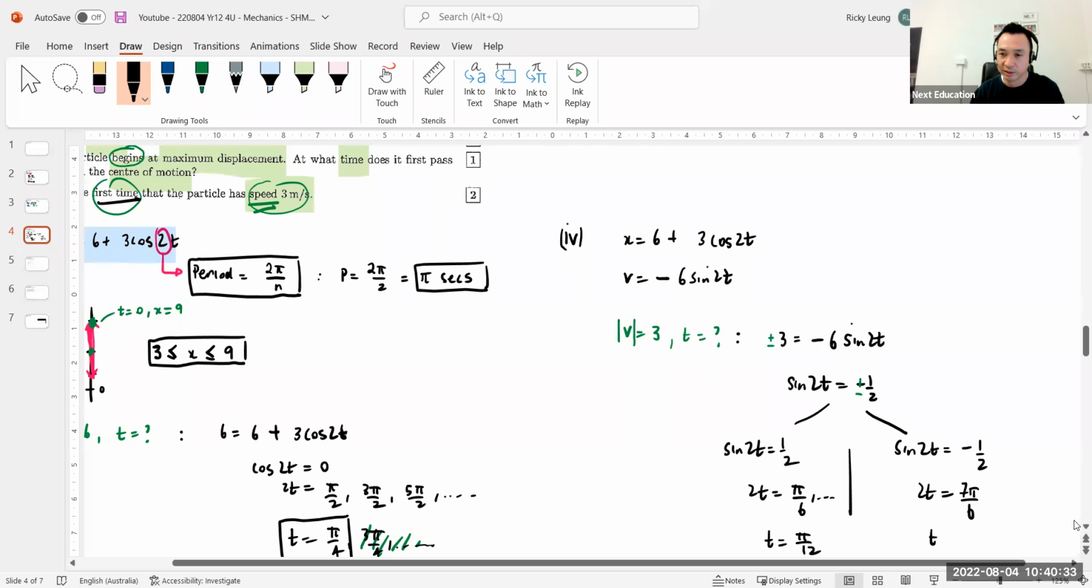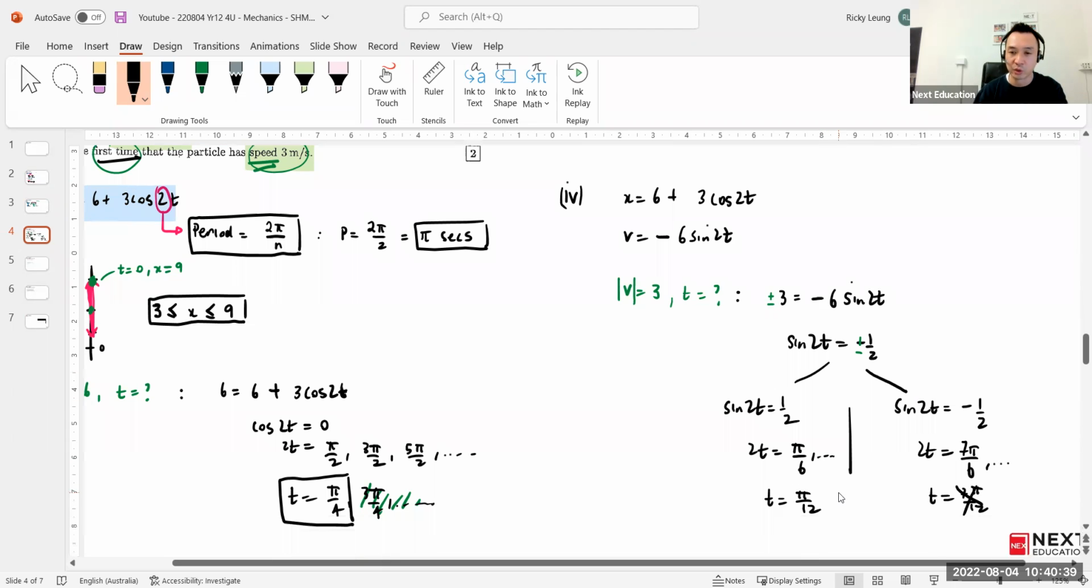This guy's 7 pi on 12. Too big, right? So therefore, pi on 12 seconds is the first time the speed, even though velocity, I know to get the positive case, it would have been negative. The velocity would have been negative, right? Speed is positive 3. That's my answer.